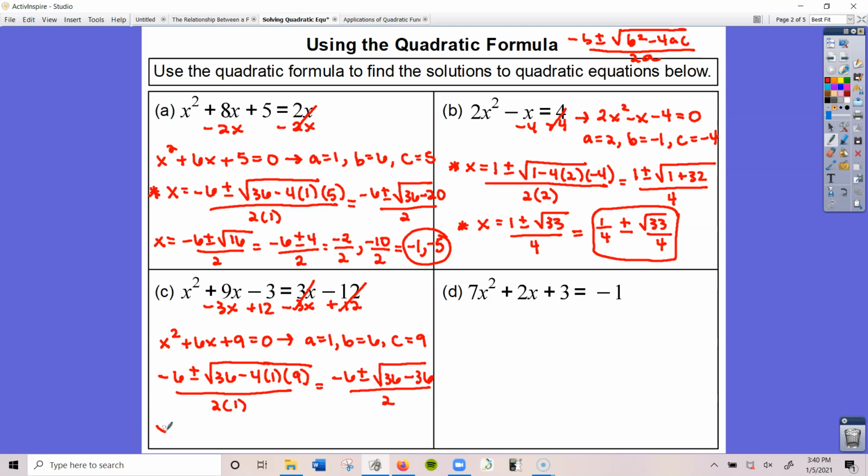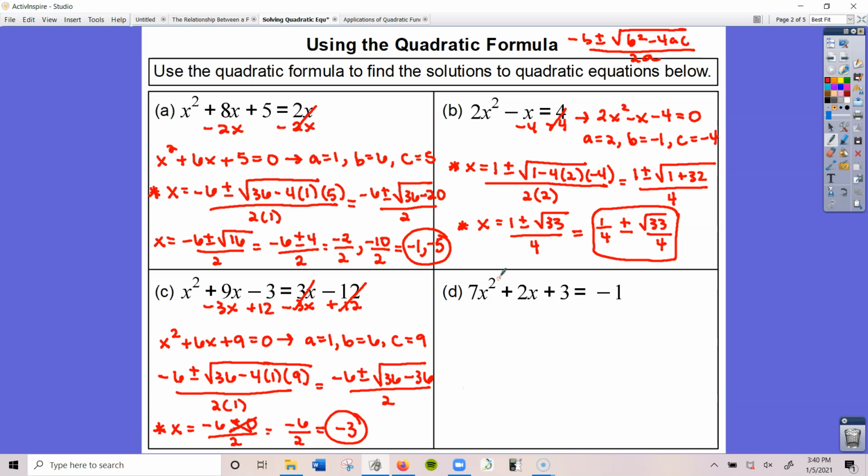Now, this is an example when I don't get two solutions and I only get one, and this is why. We end up with negative 6 plus or minus the square root of 0, and the square root of 0 is just 0, all over 2. If you end up with plus or minus 0, negative 6 plus 0 is still negative 6, and negative 6 minus 0 is still negative 6. So we're not adding or subtracting anything. So this would just be negative 6 divided by 2, which would equal negative 3. And this would be my solution.